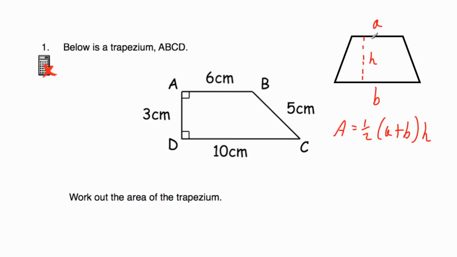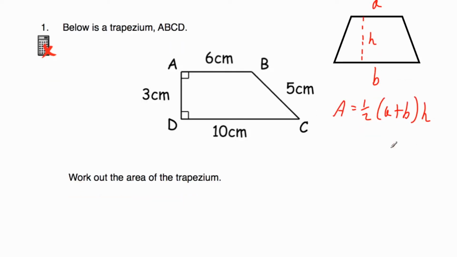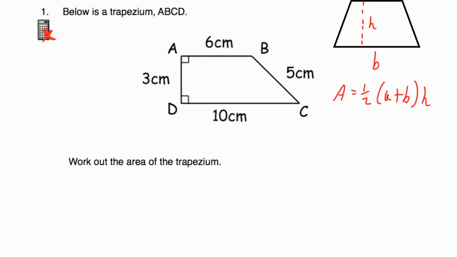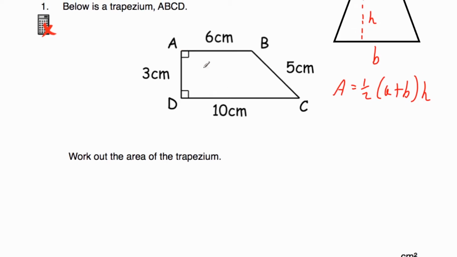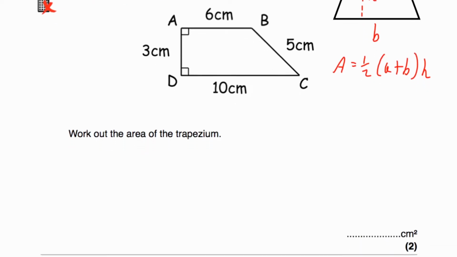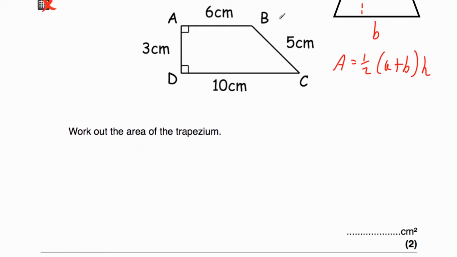In other words, if we've got our trapezium, we add together the lengths of the two parallel sides, A and B. We then half that, and then times by the height, h. So that's it. So let's use this formula to answer our questions. So let's start off with question number one. Question number one says, below is a trapezium ABCD. And we've been asked to work out the area of the trapezium.